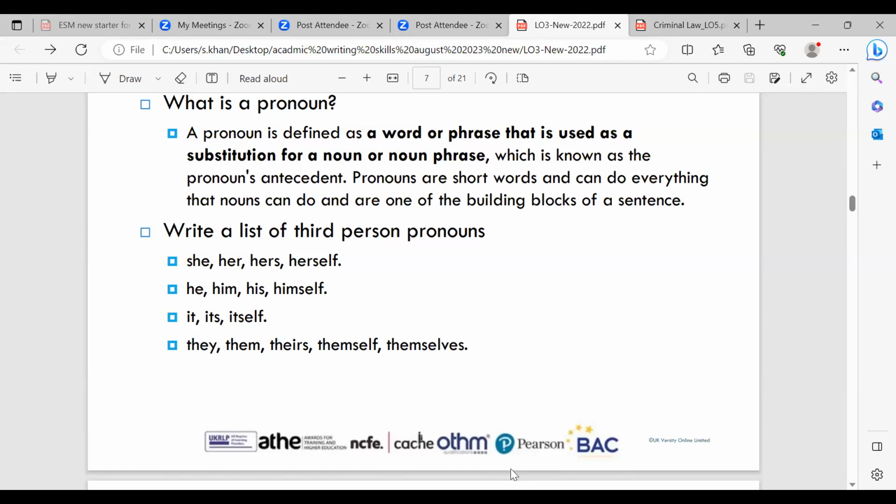Okay, so I'll just ask you, when we're looking at pronouns, what could be a singular pronoun from there? For example, what could be a singular one?